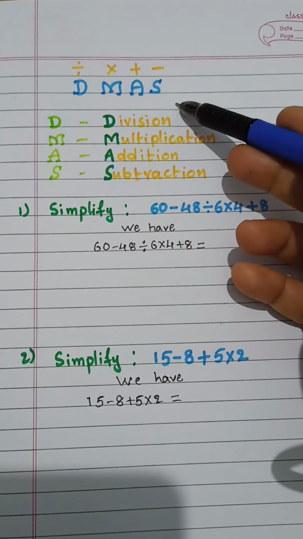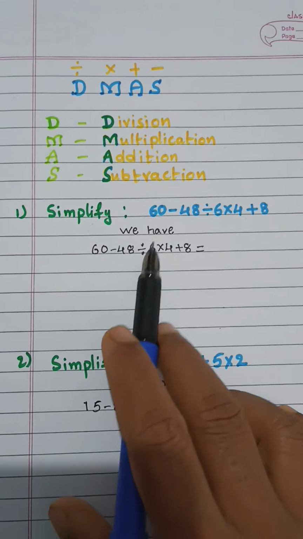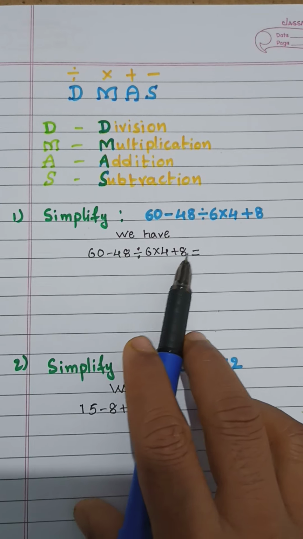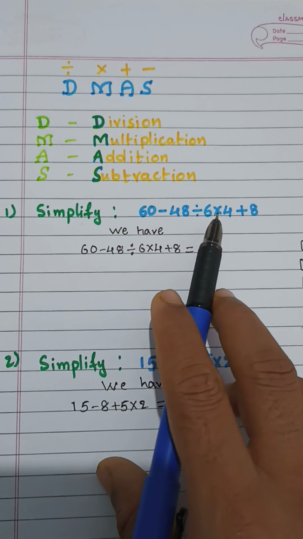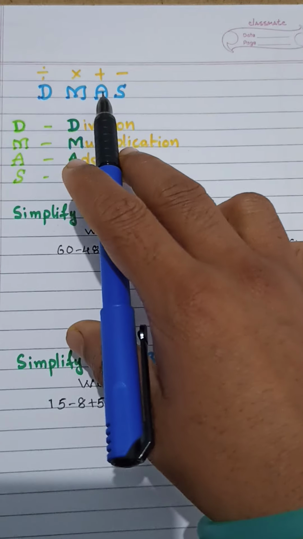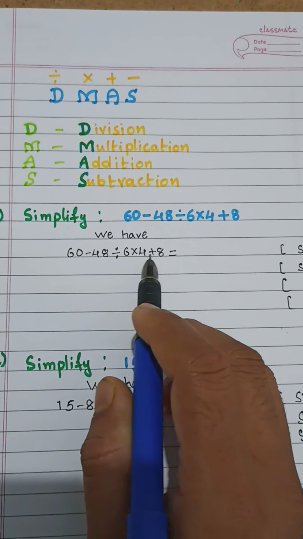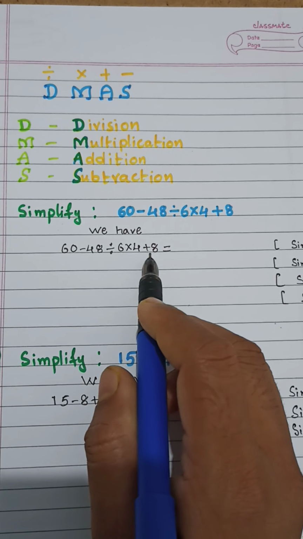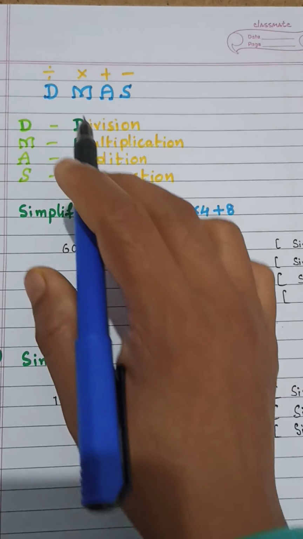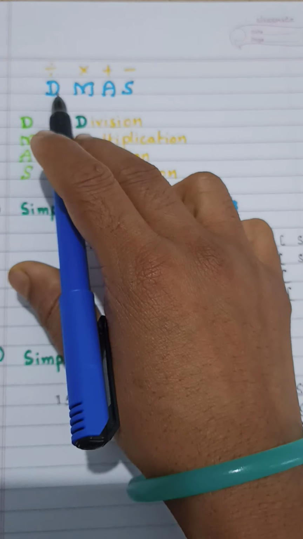Now, by using the MDAS rule, let us simplify this numerical expression. Here we have 60 minus 48 divided by 6 into 4 plus 8. First, to simplify this numerical expression by using MDAS, see children, the symbols minus, divided by, into, plus are there. First we have to do division in order. D comes first. In all these, first we have to do division.